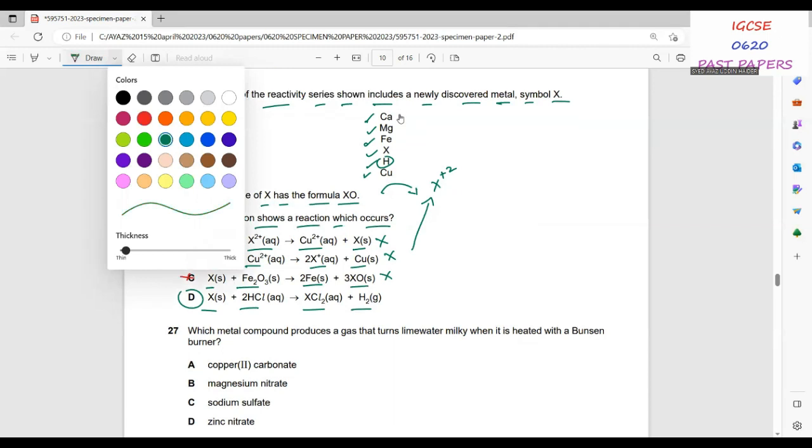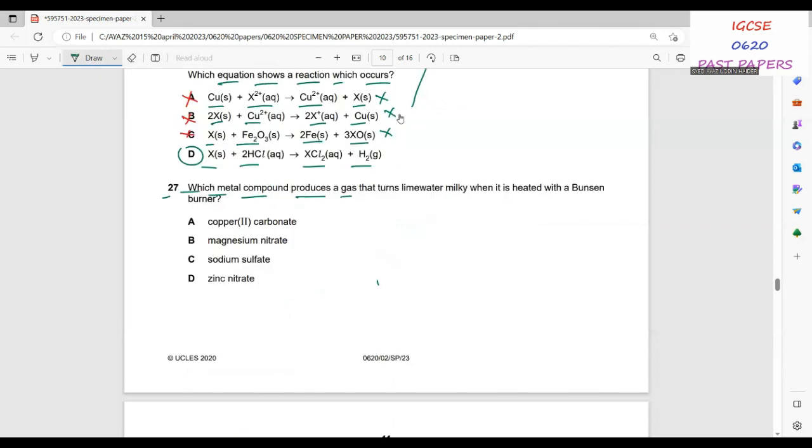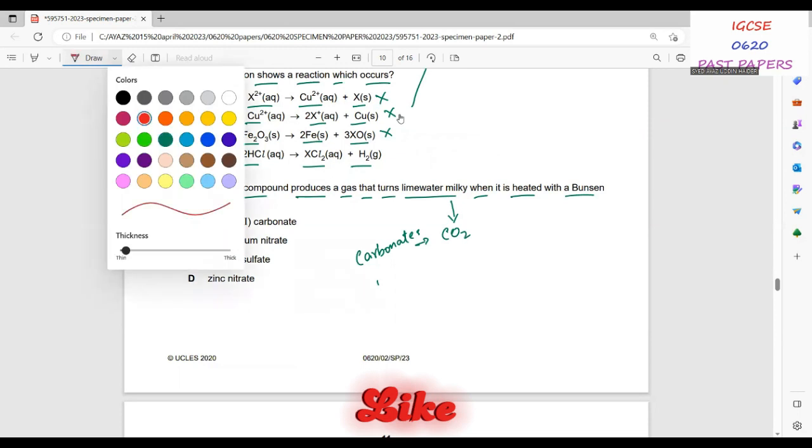Number 27. Which metal compound produces a gas that turns lime water milky when it is heated with a Bunsen burner? Remember, it's a carbonate, carbon dioxide gas. So we'll get carbon dioxide gas from carbonates. So the only choice which is correct is A. The other choices are incorrect.